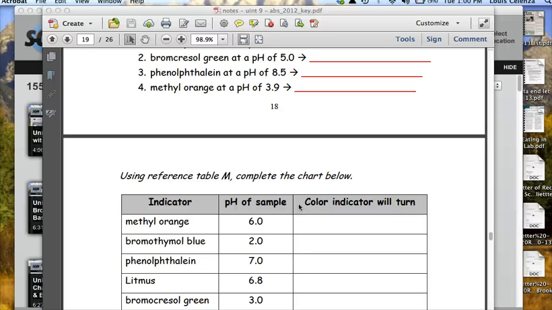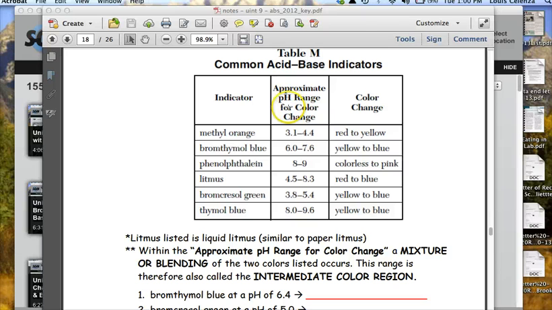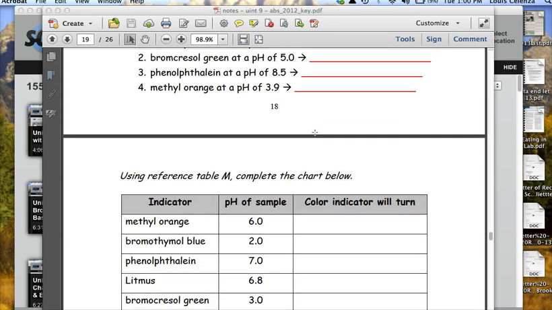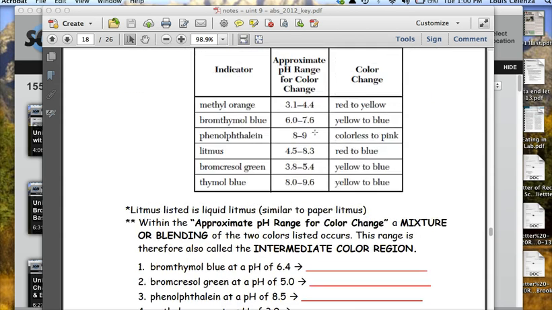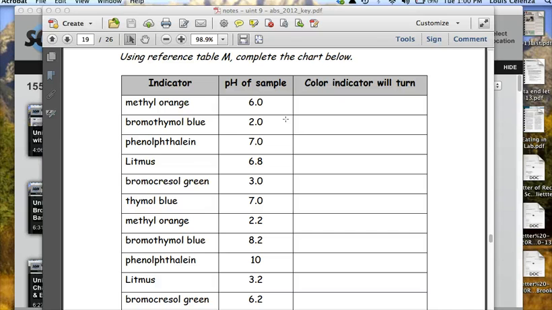So for example, if we had a solution with methyl orange in it and it had a pH of 6, methyl orange with a pH of 6 would give you a yellow color because that's definitely 4.4 or higher. If you had bromthymol blue and the pH is 2, that would be yellow. And that's basically what you have to be able to do for this lesson.